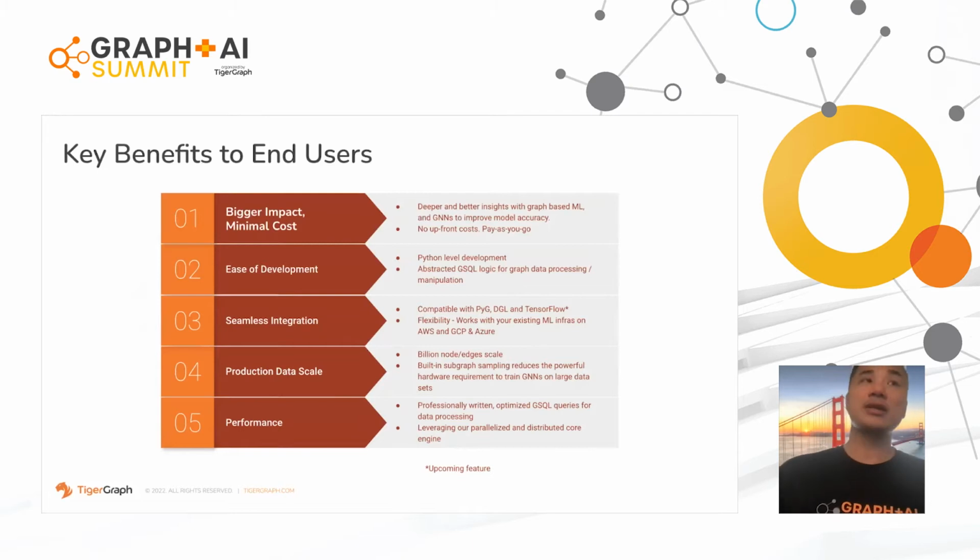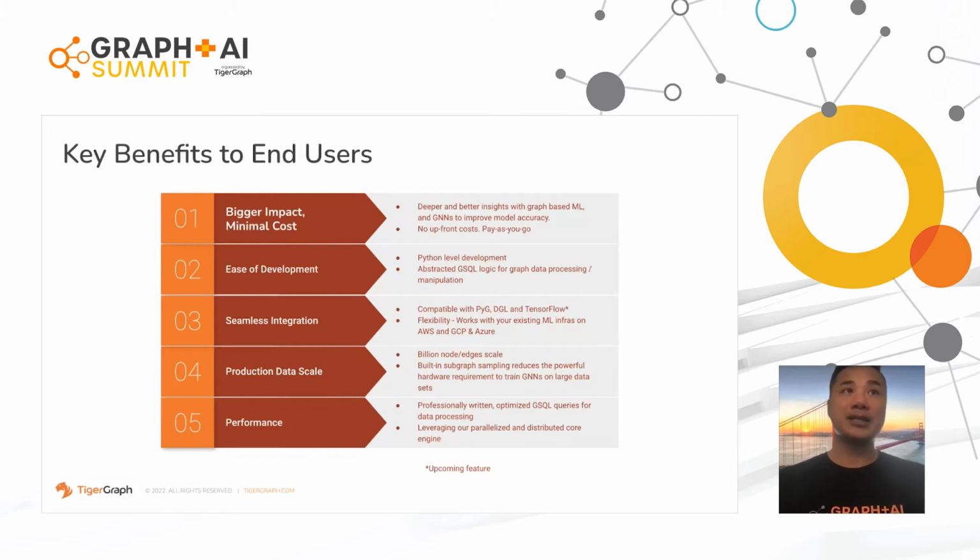So just to summarize, the key benefits of using ML Workbench: our ultimate goal is to bring value to your business. With GNN being the most cutting-edge ML technology, we want our users to have bigger business impact with their graph data stored in TigerGraph. With ML Workbench on cloud, there's also no upfront cost. You will only pay for what you use.